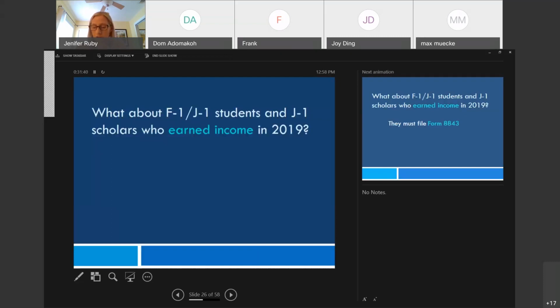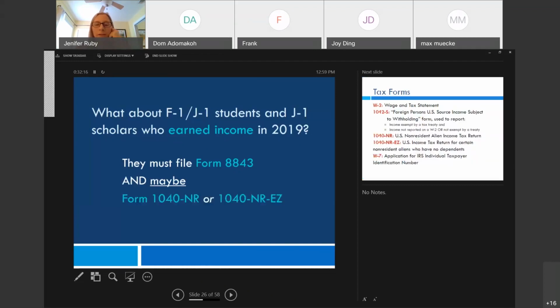Okay, so then we're going to transition to also earned income and calculating its tax liability or tax obligation. So if you worked in 2019, you would have earned income, right? So you would have received a W-2 from the employer that said how much you earned and how much they withheld already, the estimated taxes that they withheld. So you're going to also be required to file Form 8843 and the 1040NR or NR-EZ.